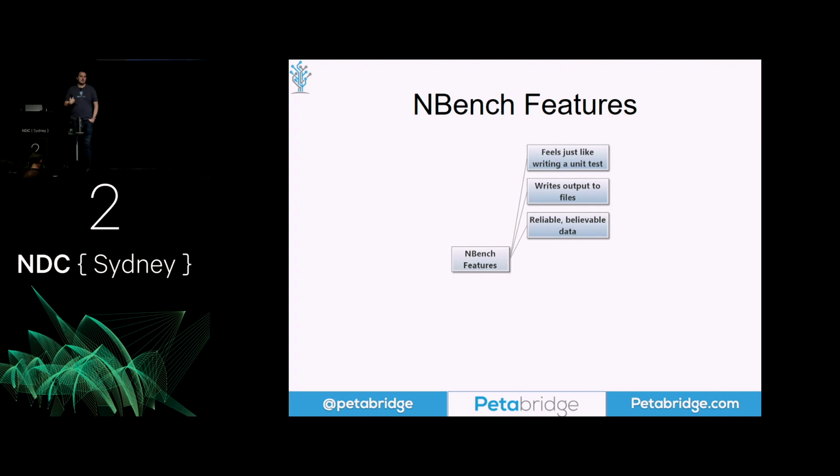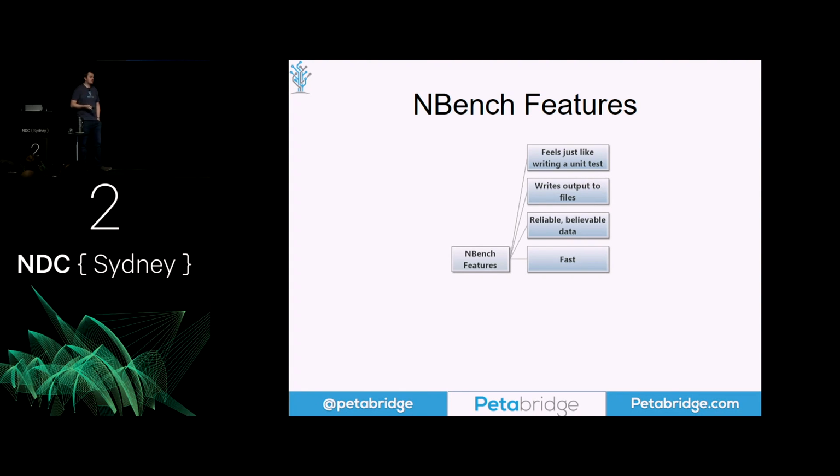Next is the data itself is collected reliably and it's believable when you take a look at it. So we have instrumentation built into NBench designed to isolate the NBench process from other processes on Windows. We adjust things like the thread priority and the priority of the process too, to sort of ensure that the NBench process gets scheduled ahead of other things. These are just common practices when you try to collect performance data.